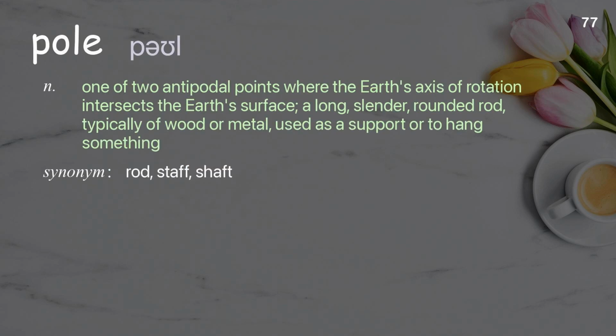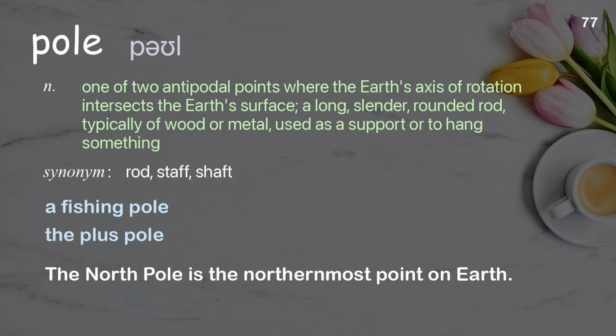Pole. One of two antipodal points where the Earth's axis of rotation intersects the Earth's surface. A long, slender, rounded rod, typically of wood or metal, used as a support or to hang something. Examples: a fishing pole, the plus pole. The North Pole is the northernmost point on Earth.